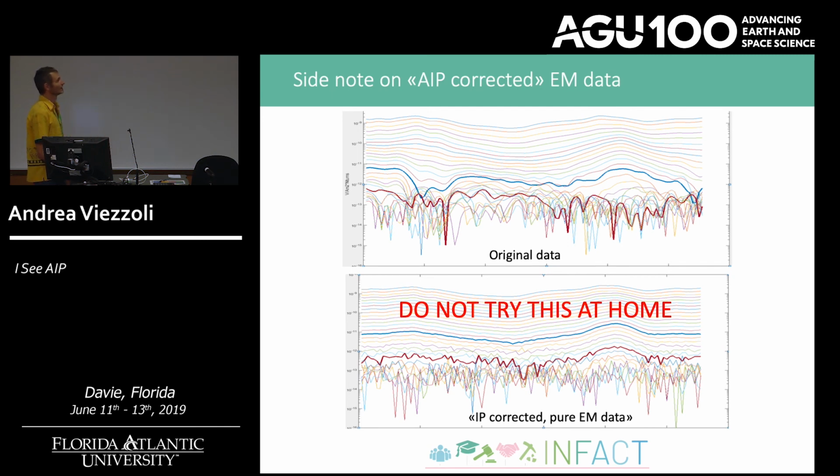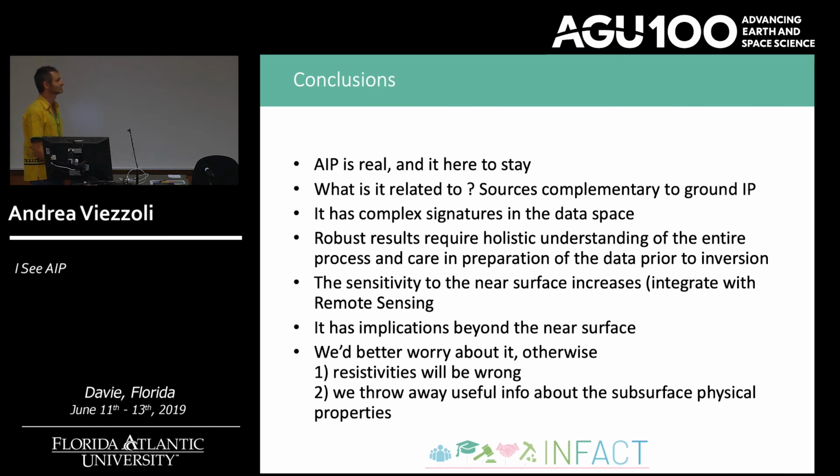So I'll wrap it up. Airborne IP is real and it's here to stay. What is it related to? Yeah, source is complementary to ground IP. It has very complex signatures in the data space. I invite you all not to jump to too quick conclusions without having studied the data space in detail. It requires a robust, holistic understanding of the entire process and care and preparation of the data prior to inversion.